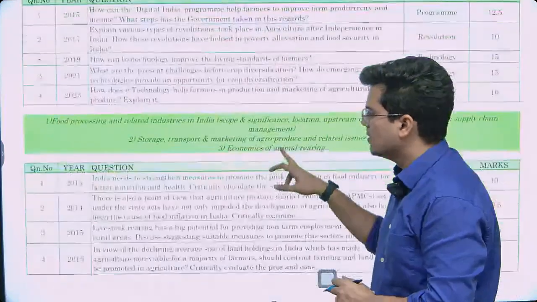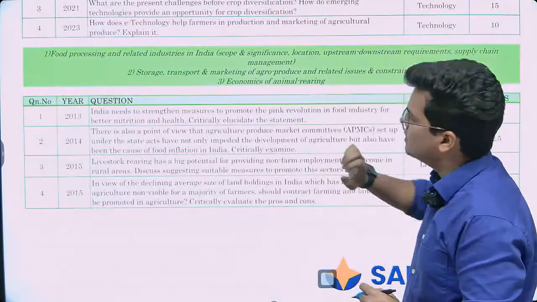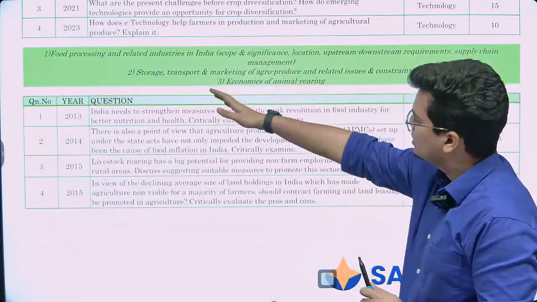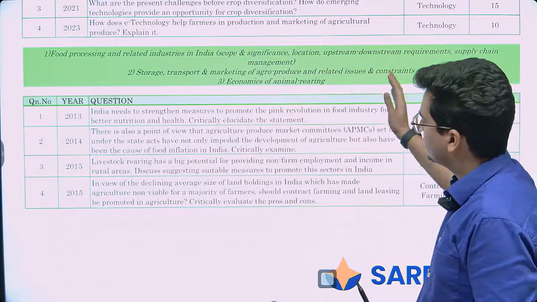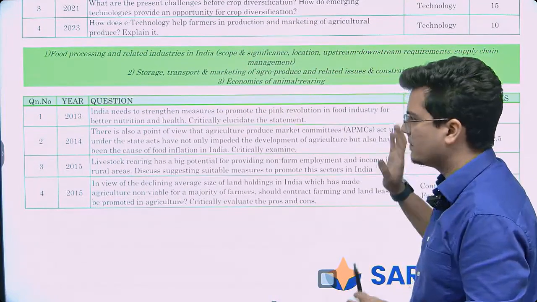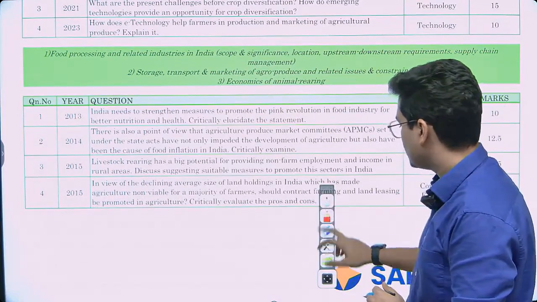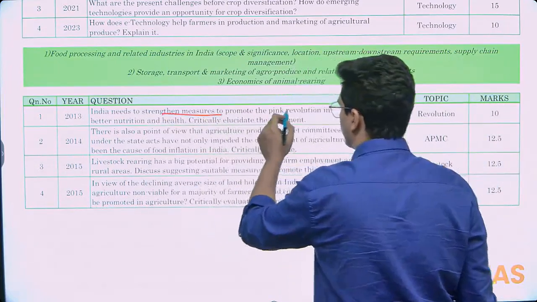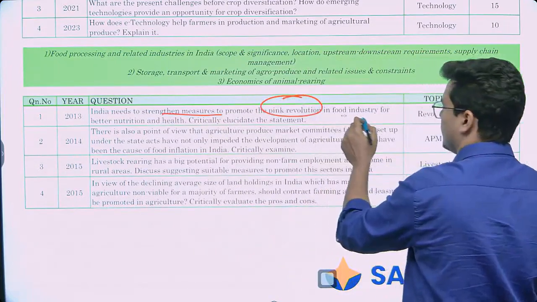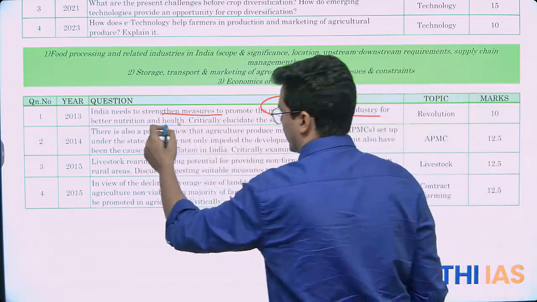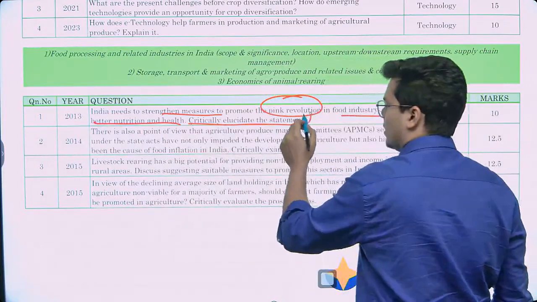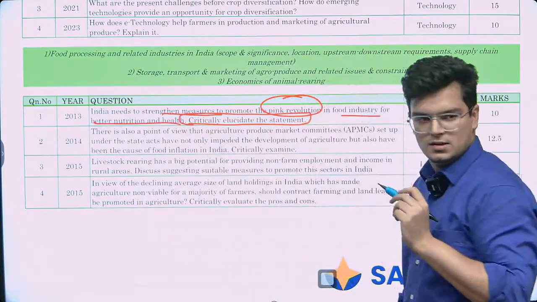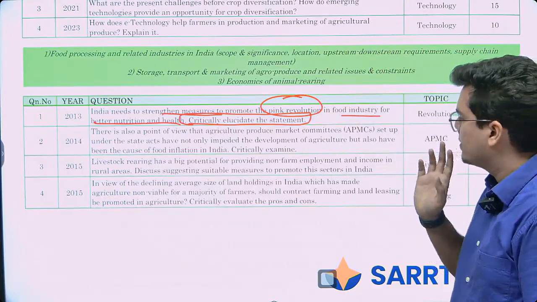Next. Then the third block we see is food processing, storage, transport and marketing of agricultural produce and economics of animal rearing. Let's look at its questions. India needs to strengthen measures to promote pink revolution in food industry for better nutrition and health. Critically elucidate this statement. Okay, so this question came earlier on pink revolution.